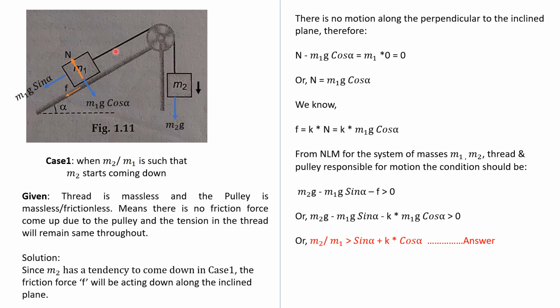Since the thread is massless and the pulley is massless and frictionless, the tension in the thread will remain the same throughout, and there will not be any frictional force acting on the thread by the pulley because the pulley is frictionless.